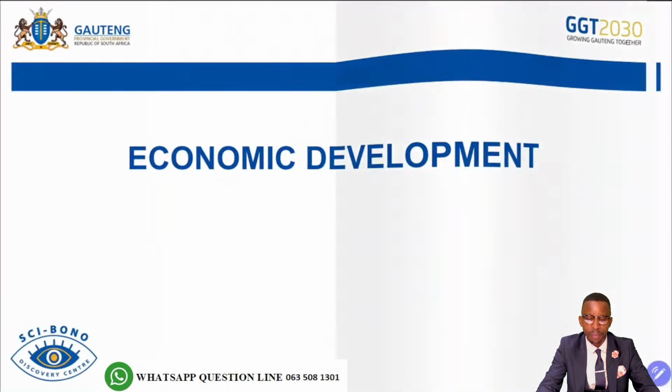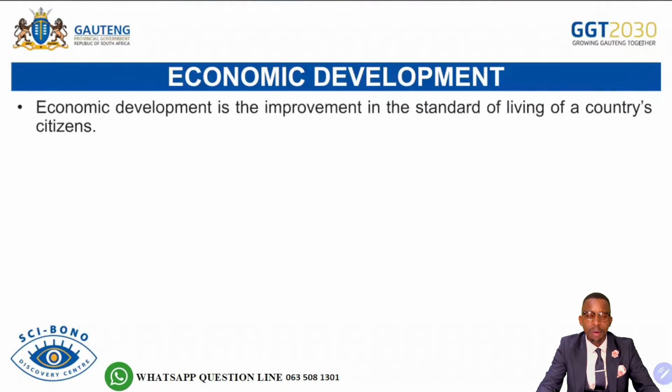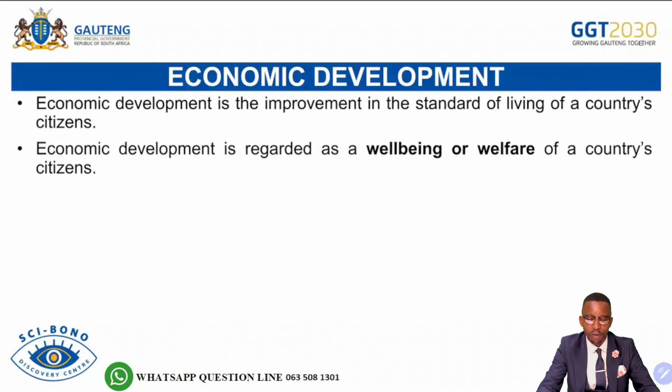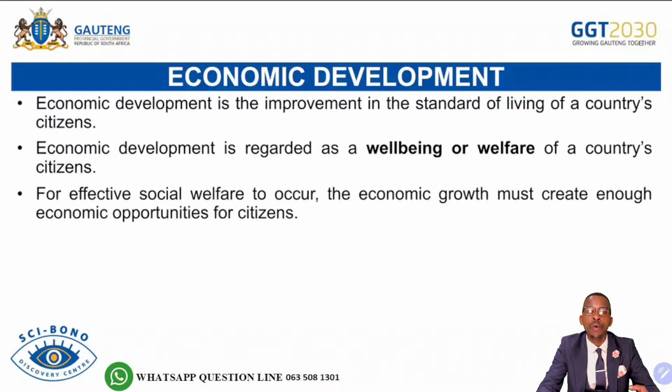Then economic development. Remember, we've mentioned that economic development is the improvement of the standard of living of a country's citizens, or the improvement of the welfare of the nation, or social welfare or social wellness. Economic development is regarded as the well-being or welfare of the country's citizens. If people are living under good conditions, for instance, people are well trained and educated, people have access to proper healthcare facilities to improve their life expectancy, and people are employed to earn income in order to afford their basic living, those will improve their standards of living, and that will allow them to live better lives.